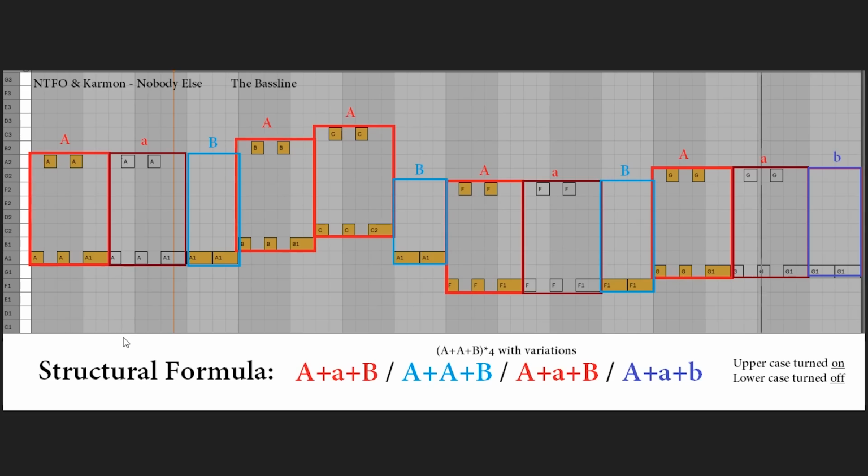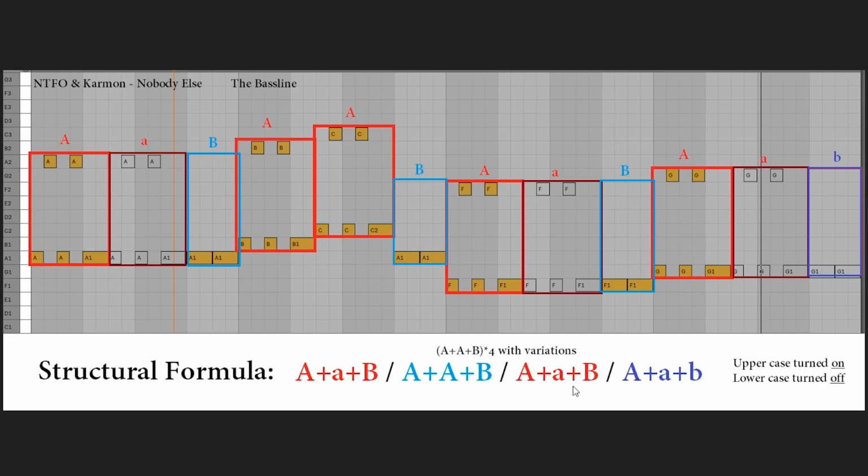So back to the structural formula. As we can see, what we've got is A plus B four times. But the A here is turned off, and the A here is turned off, but the A here is turned on, but then the A and the B here is turned off. So we have repetition within two motives that are just rotating between each other in an AAB fashion.